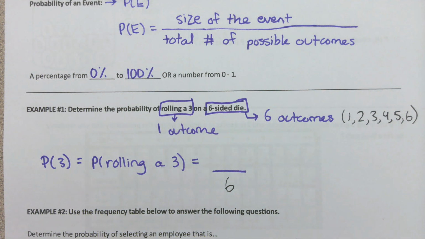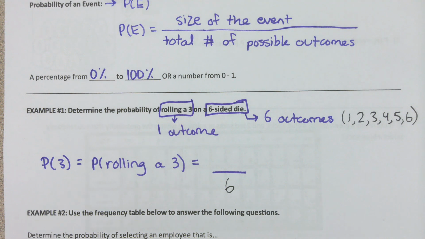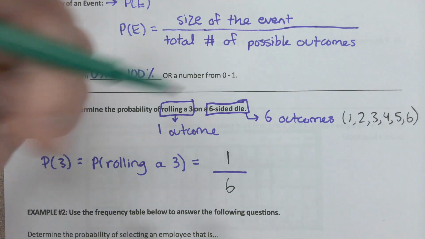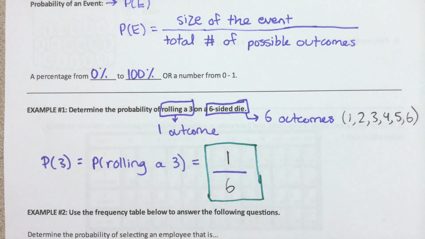Now, a lot of students, just without thinking, put a 3 on top of here. No, there are not 3 3s. There's 1 3. So 1 out of 6 chance that we're going to get a 3 when we roll that die. Make sure you're careful about that. And there you have it.